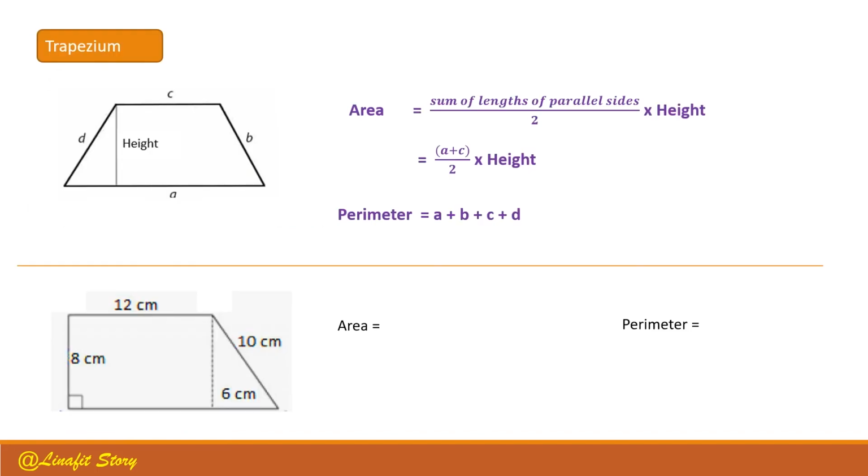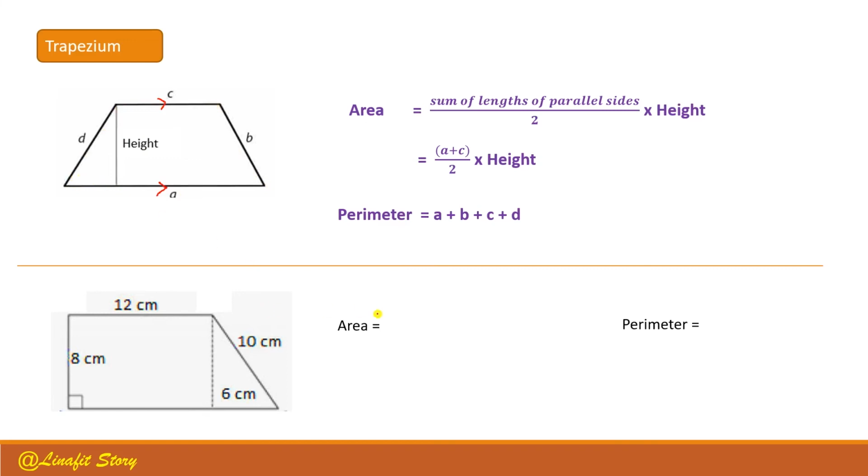A trapezium is a four-sided figure with at least one pair of parallel sides. So to get the area of a trapezium is the sum of the length of parallel sides divided by 2 times height, or A plus C divided by 2 times height. The perimeter of a trapezium is the sum of the length of its four sides. So A plus B plus C plus D.